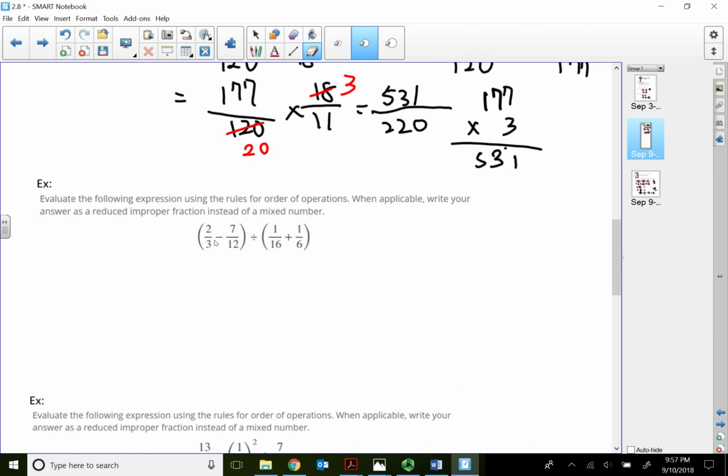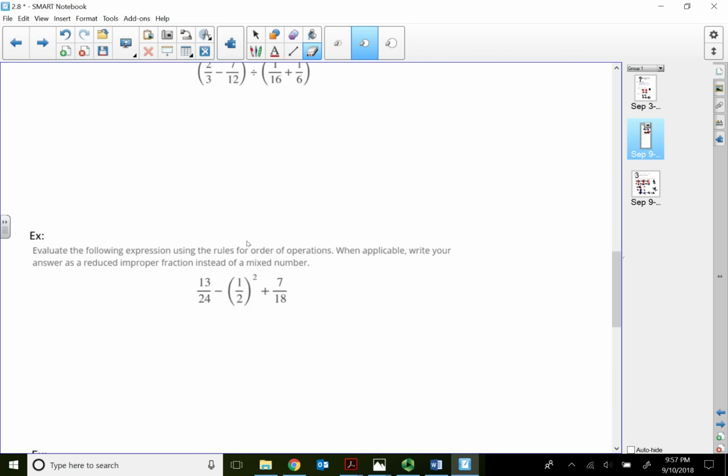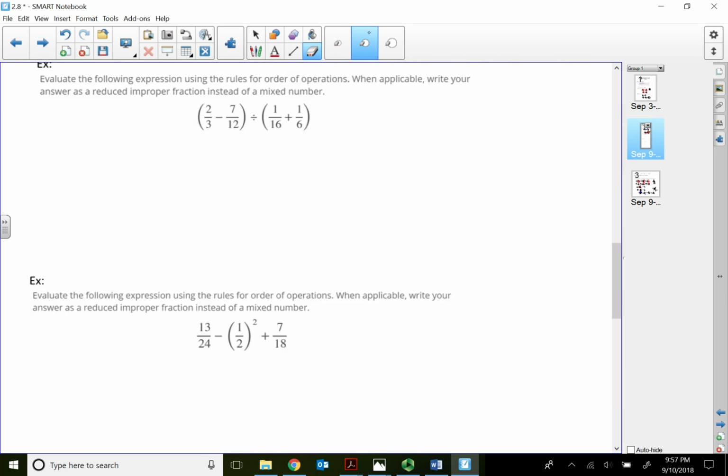All right, let's try another one. So this one has 2 sets of parentheses. Okay, so let's figure out what each parenthesis comes out to be before we divide. So let's do this on the side once again.